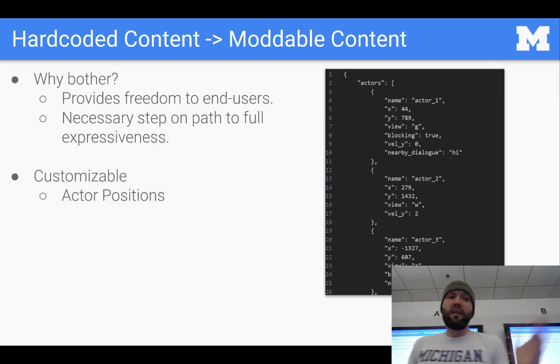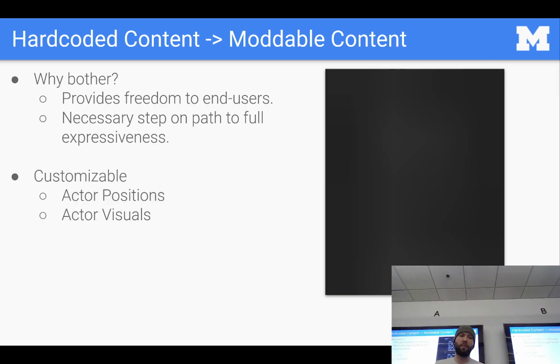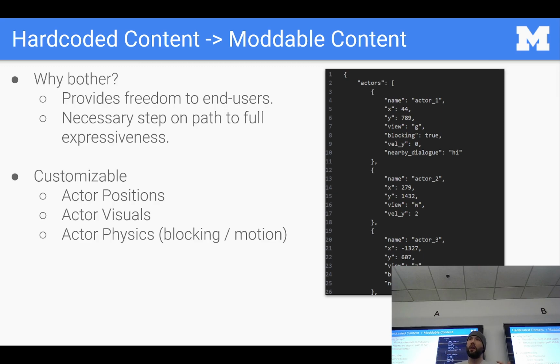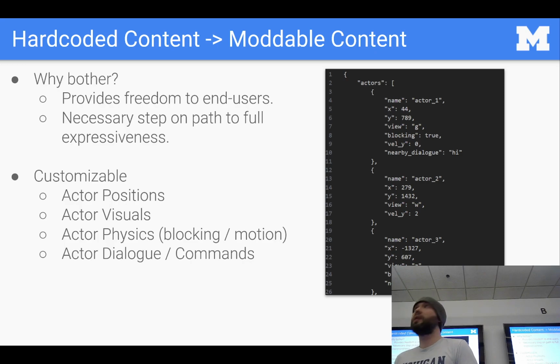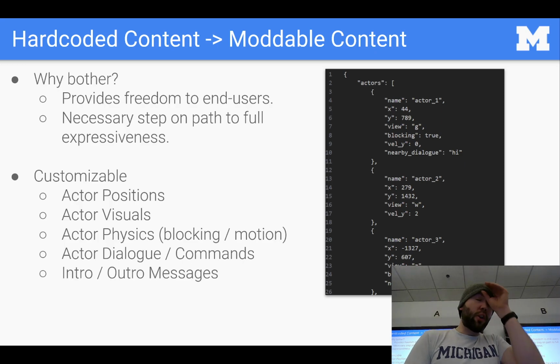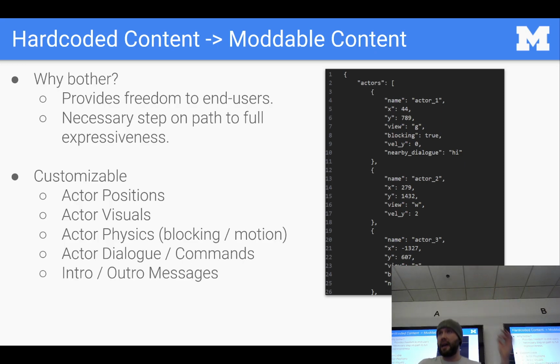But the objective here is to be customizable. So actor positions, the visuals you use for your actors, the physics of those actors in a very basic sense, whether they're blocking, what their velocity is, their motion, the dialogue and commands that the actors run. There's actually going to be a couple new commands you implement this week. One of them changes the current scene. So, for instance, you can have a door actor, and when you step onto the door, it warps you into a new scene. So you can actually traverse through a facility if you want to, back and forth, okay? Intro and outro messages, so you can set the context and the narrative and the plot, okay?